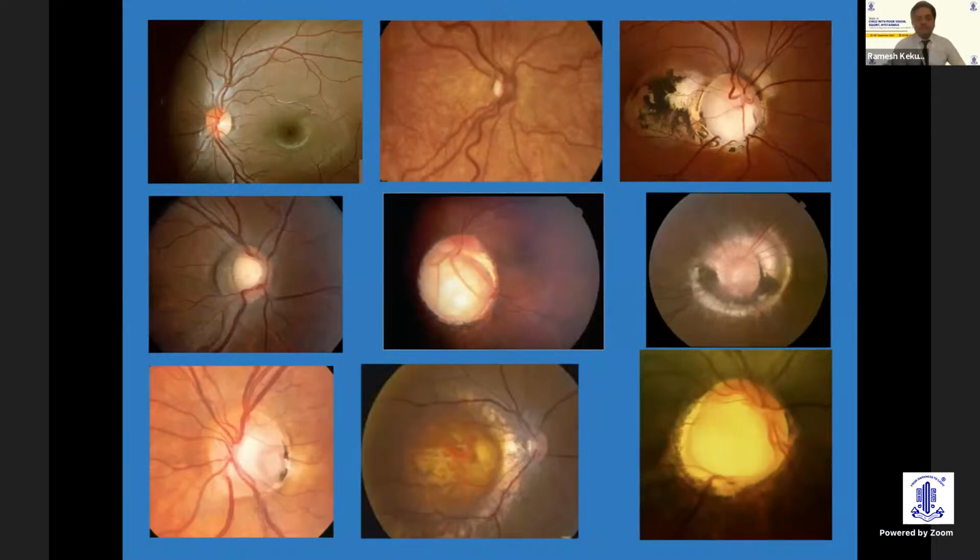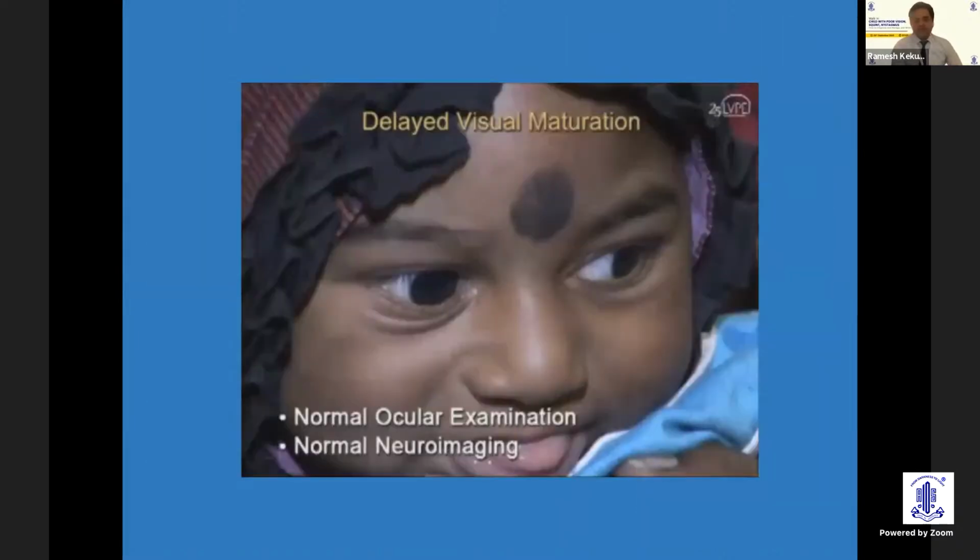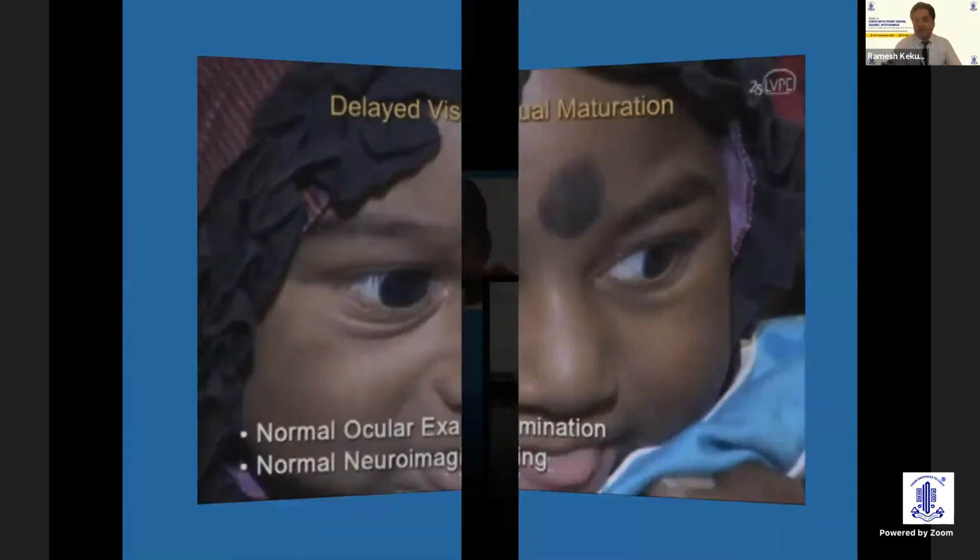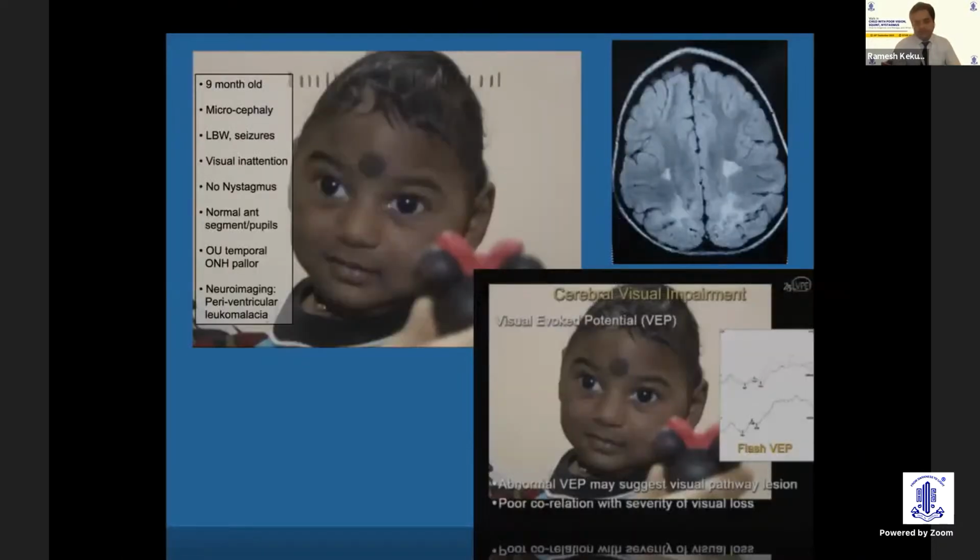So, after the comprehensive evaluation, you will know whether there is a coloboma, whether there is a morning glory syndrome. All that is possible. And sometimes everything will be normal and the child will have just a delayed maturation. Anterior segment normal, no strabismus, no nystagmus, posterior segment is normal, no refractive error, high refractive error, then probably you are dealing with a case of delayed visual maturation.